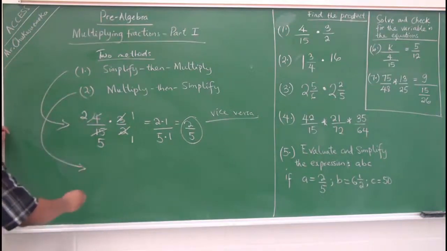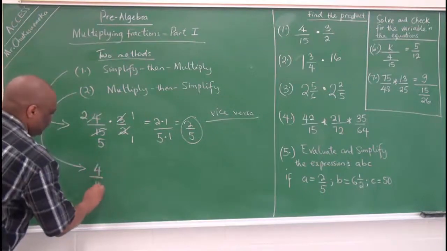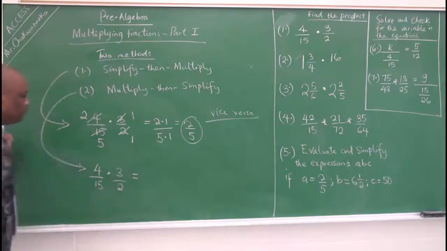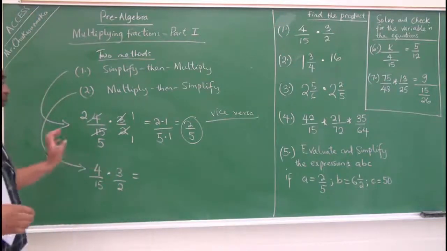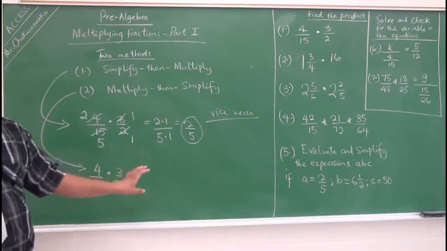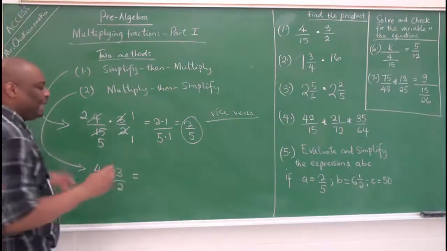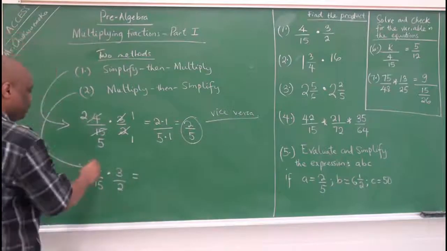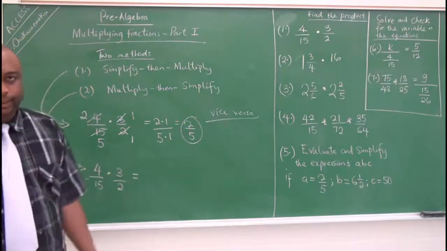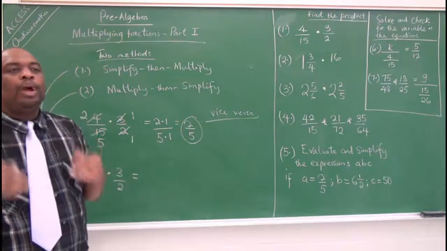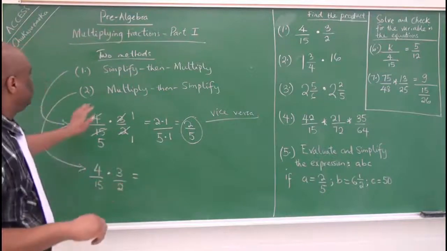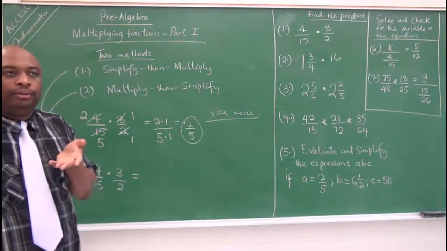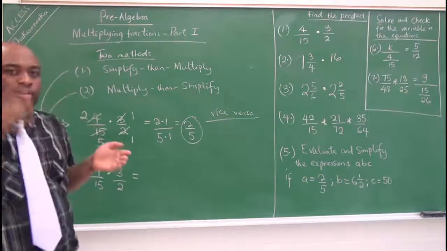If we use this method here, 4 over 15 times 3 over 2, what we first do is we have to multiply first. Now, be careful. Some students make the mistake of doing cross product here. You don't do that. When you multiply fractions using this method, you have to multiply along. Don't multiply across.